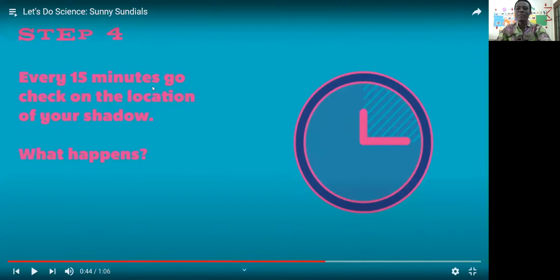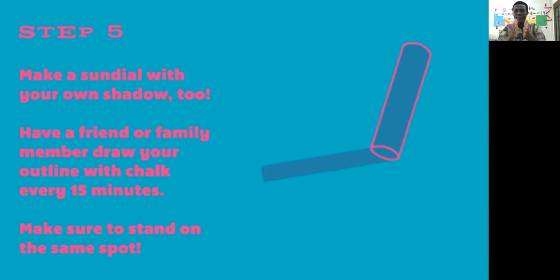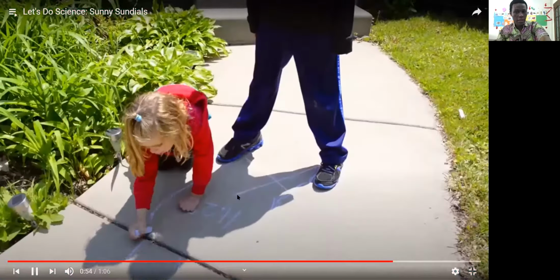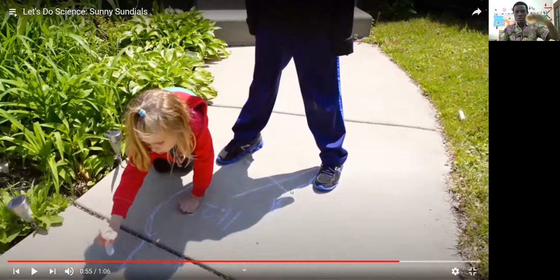Now every 15 minutes they go and check the position and see what is happening. So that is all about it. Another activity you can do yourself is to try to draw your own shadow, not every 15 minutes but every 2 hours, because 15 minutes is too close.